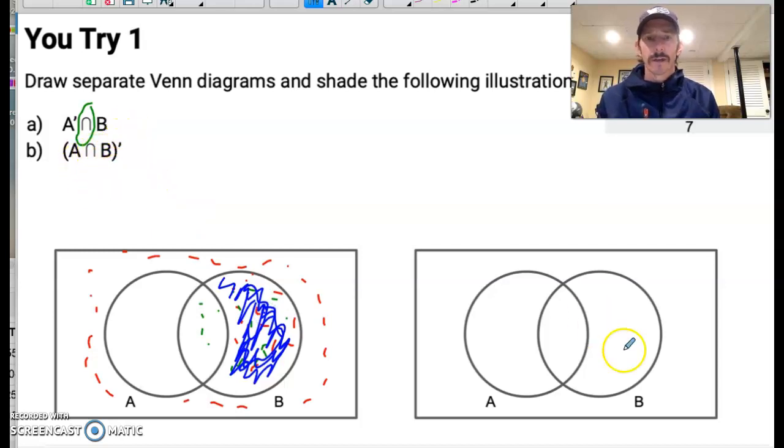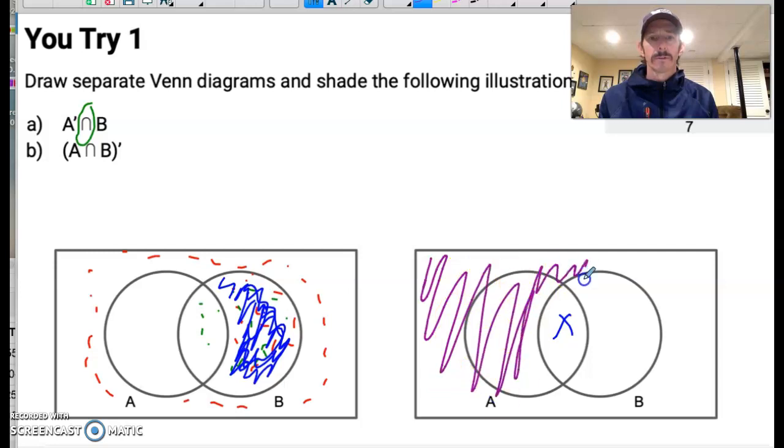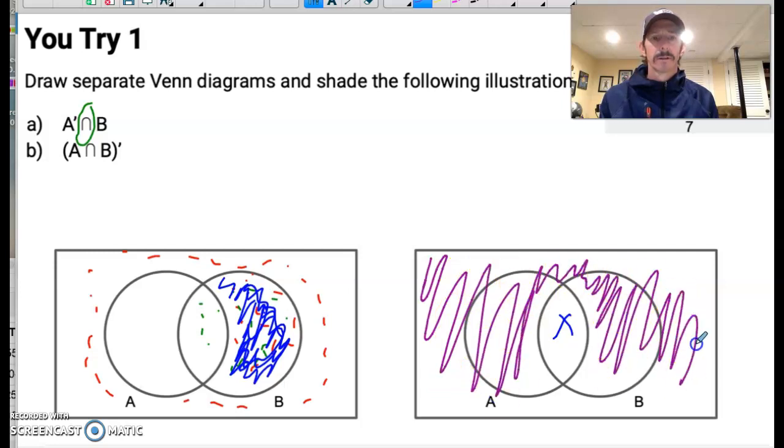So the intersection of A and B would be this part right here. If this little symbol weren't up here, that's all I would shade in. But I want everything that's not in that X. So everything that's not in that X would be all of this stuff except for that particular overlap. So I would be shading in.